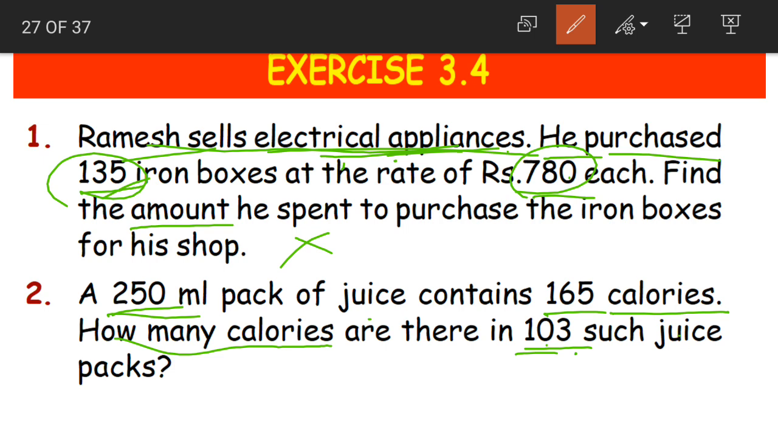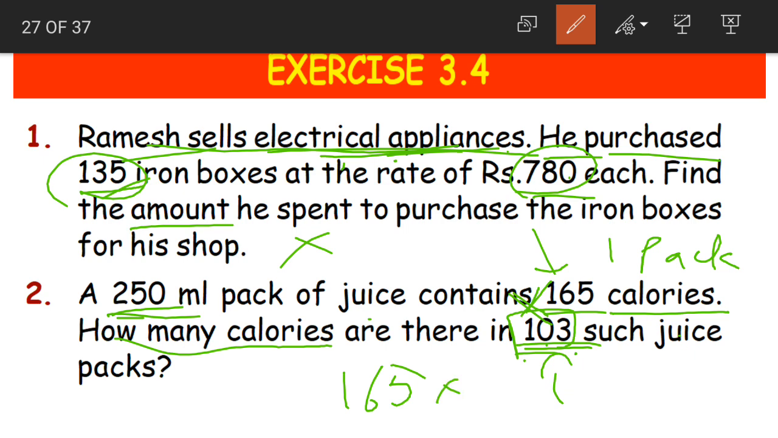103 packs. This is only one pack. In one pack we have 165. So in 103 packs, how many calories will we have? How to find out? Yes, multiply. In each pack there are exactly 165 calories. So to find out the total calories in the packs, we need to multiply. 165 into 103 will give us our answer.